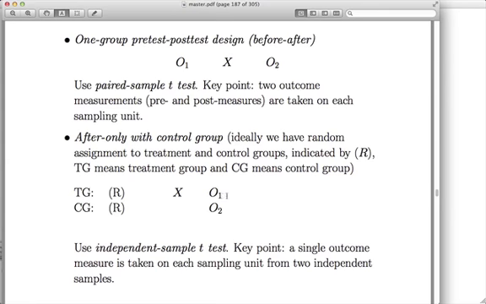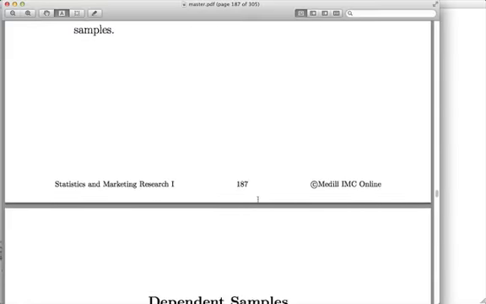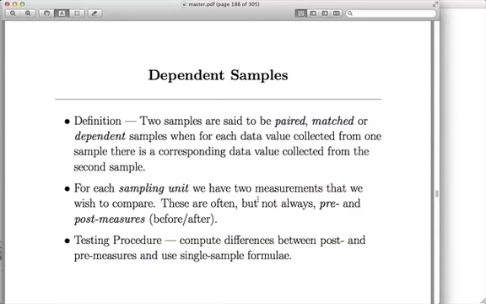So whenever you're in this situation, you've got two independent samples with one measure each, you're going to use something called the independent sample t-test. Okay, we're going to start with the dependent sample situation, which is a little bit easier to understand than the independent sample situation. I know the order in the book is a little bit different, but that's okay. We're going to start with the easier one.